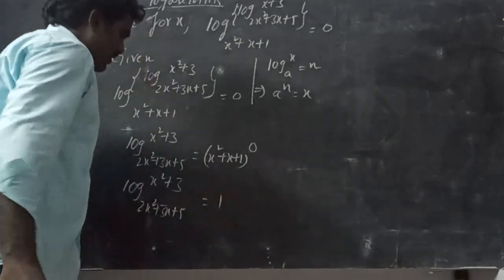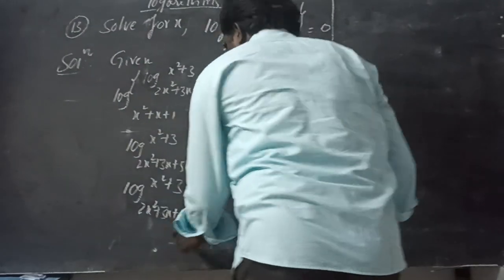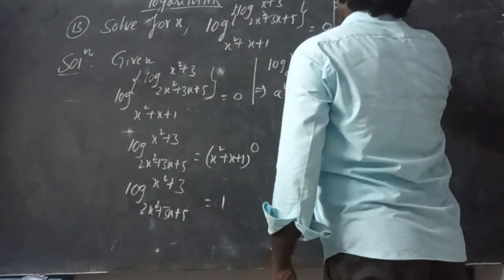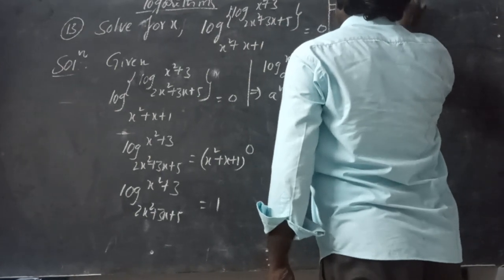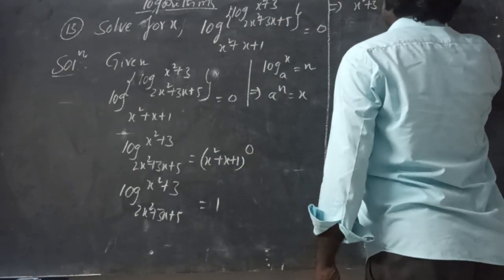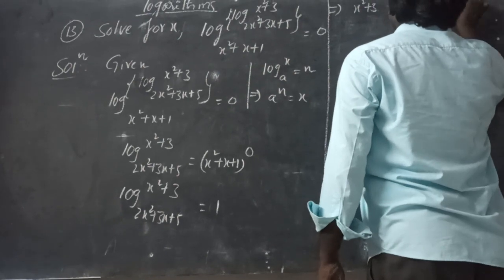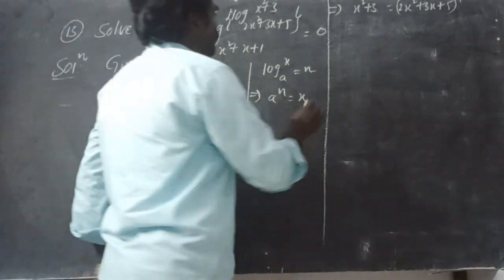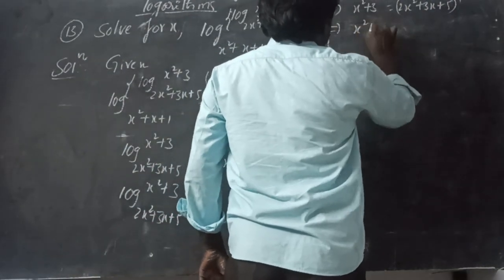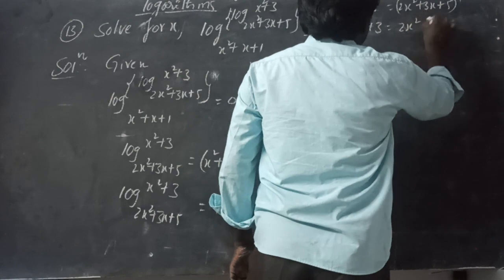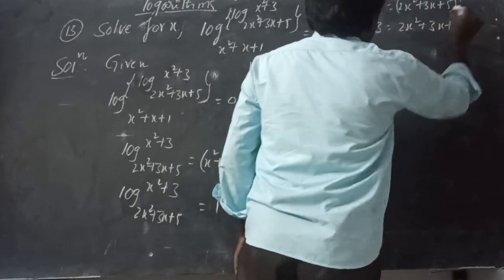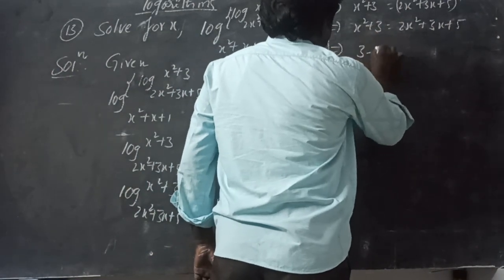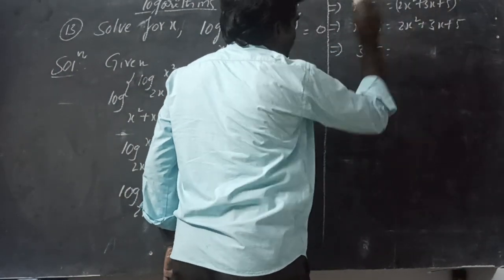Okay, so next, here also the same logarithm form we can write in exponent form. That is x square plus 3 is equal to (2x square plus 3x plus 5) whole power 1. So the power is 1, the expression is the same. So here x square plus 3 is equal to 2x square plus 3x plus 5. Take the variables to one side and the constants to the other side.